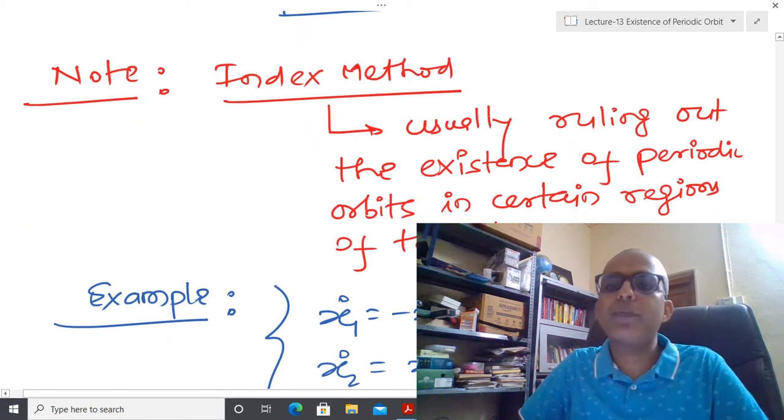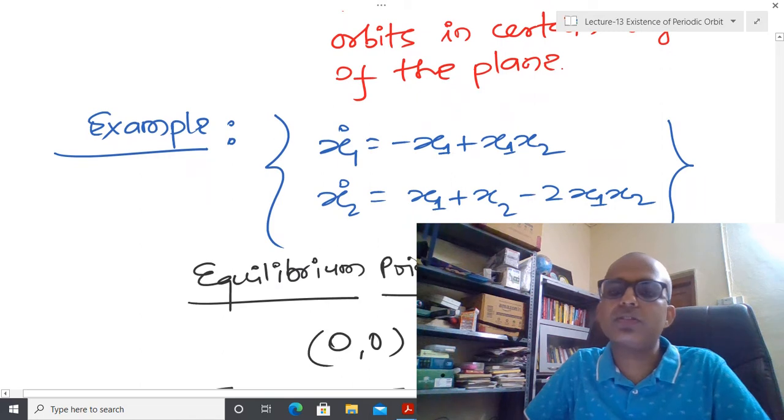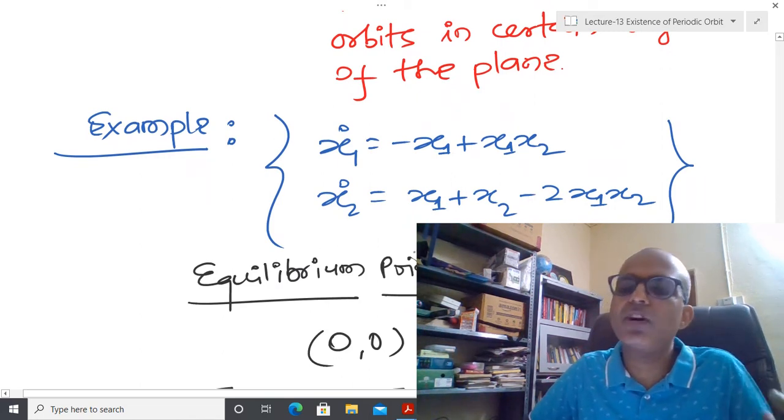Most of the time we use the index method for ruling out the possibility of the existence of a periodic orbit. So suppose now I have this kind of system. I have taken a nonlinear system, because whenever we are talking about an isolated orbit, that is not possible in the case of a linear system.